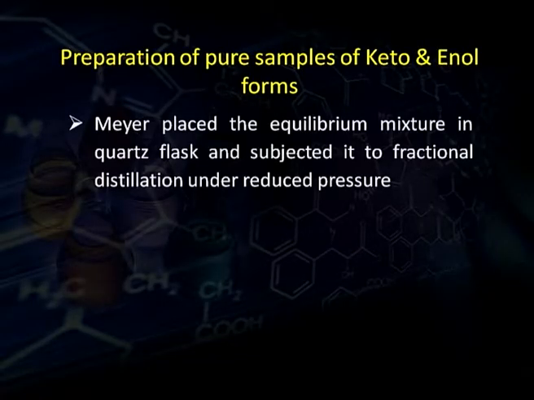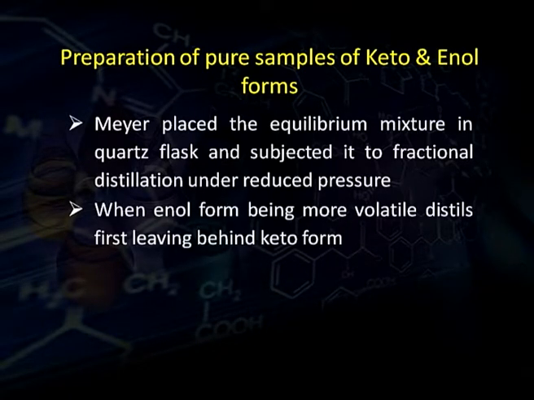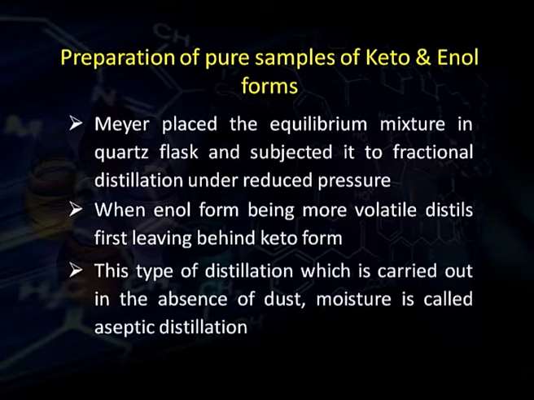Now, how could we get pure samples of keto form and enol form? The scientist Merck placed the equilibrium mixture in a quartz flask and subjected it to fractional distillation under reduced pressure. The enol form, being more volatile, distills first, leaving behind the keto form. This type of distillation, which is carried out in the absence of dust and moisture, is called aseptic distillation. Pure samples of keto and enol forms were isolated.